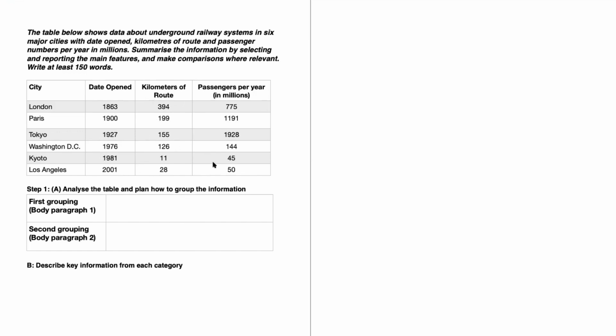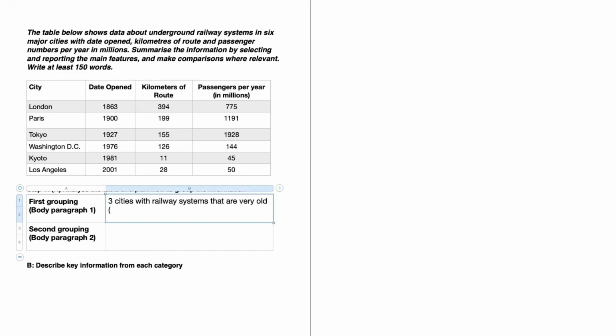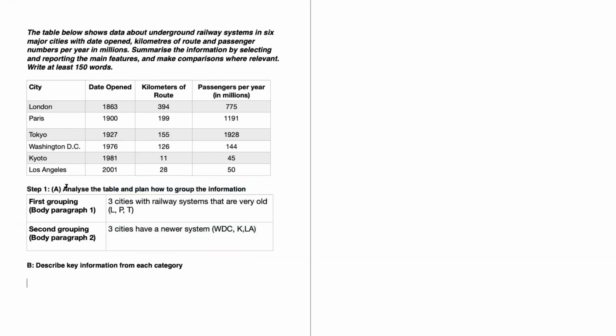So we see from the table that there are 3 cities with railway systems that are very old, and that is London, Paris, and Tokyo. So that will be our first grouping. Okay, so I'm going to write here 3 cities with railway systems that are very old, and then I'll make a note of London, Paris, and Tokyo. I'll just put the abbreviations here. And that means the second grouping is going to be 3 cities that have a newer system. And that's going to be Washington, D.C., Kyoto, and L.A. And so that is our first part of step 1.